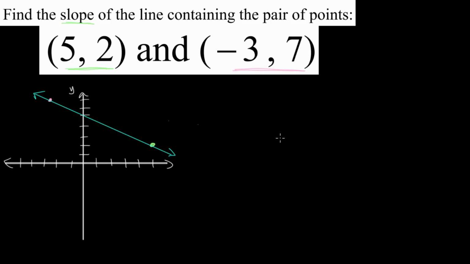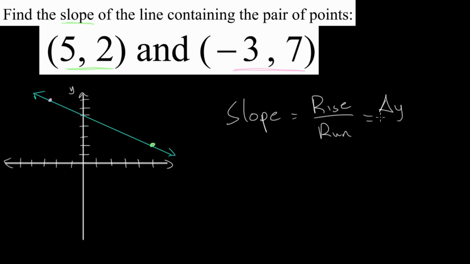And we can define slope in several different ways. We can say that the slope is the rise divided by the run. Or in other words, it's the change in y values divided by the change in the x values. This Greek letter delta just means change in. So we have the change in the y values divided by the change in the x values, or we can even look at specific coordinate points.